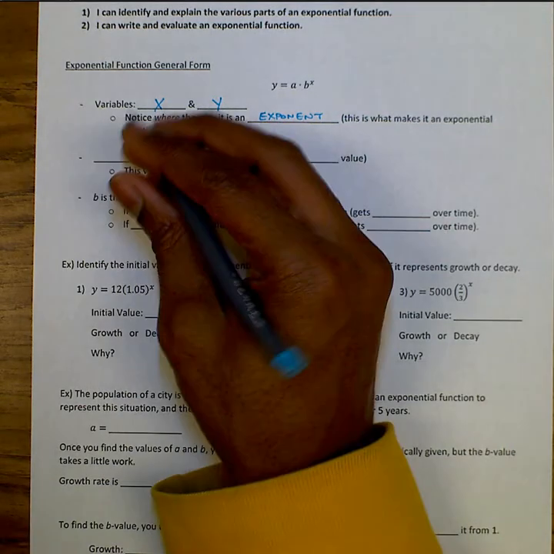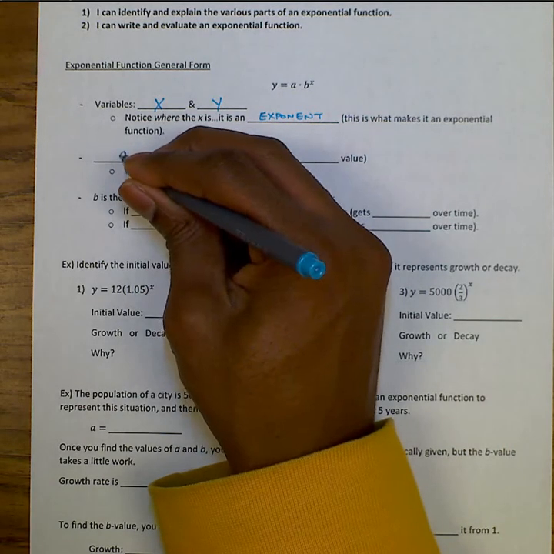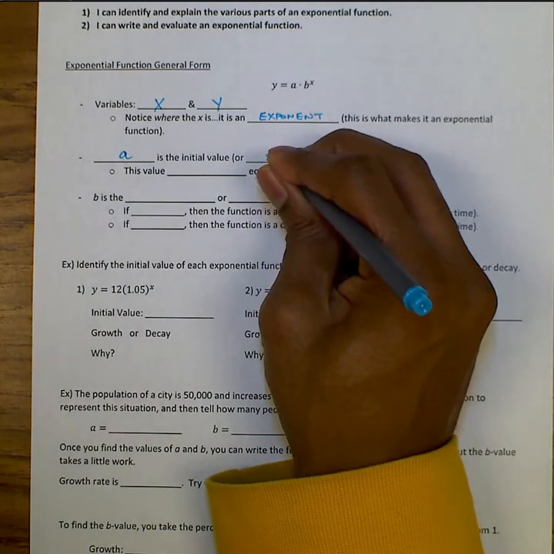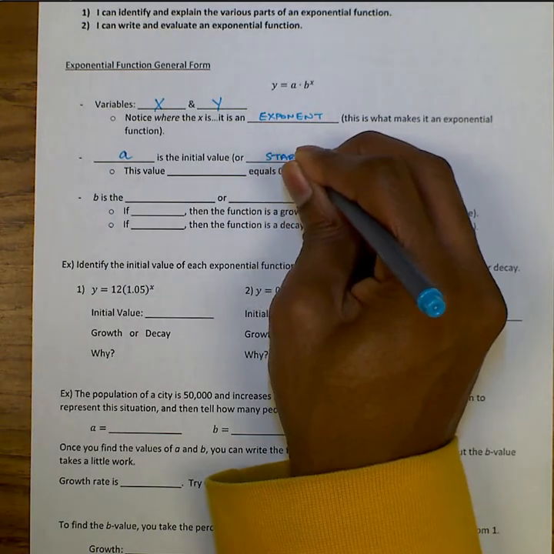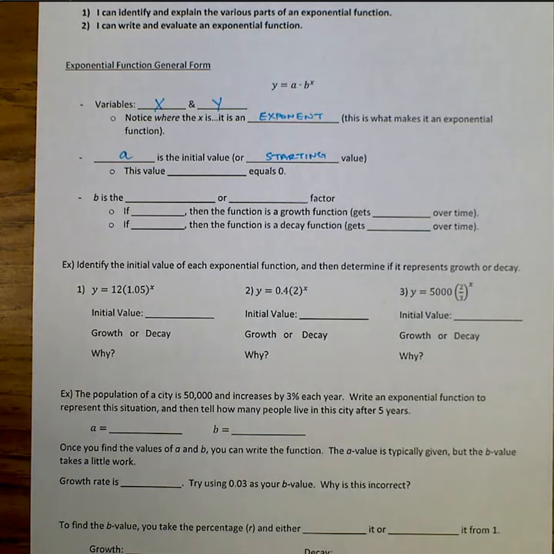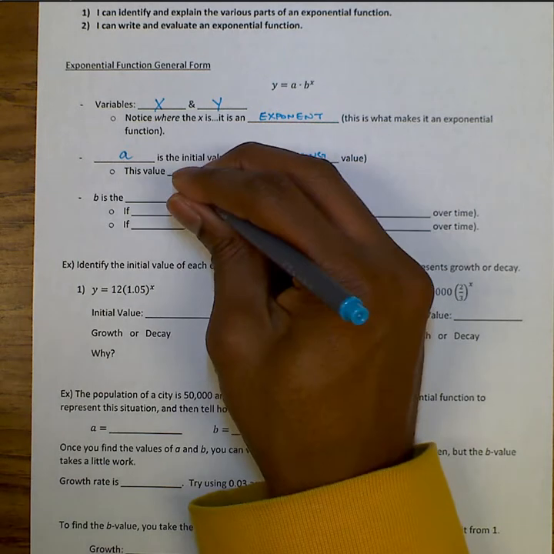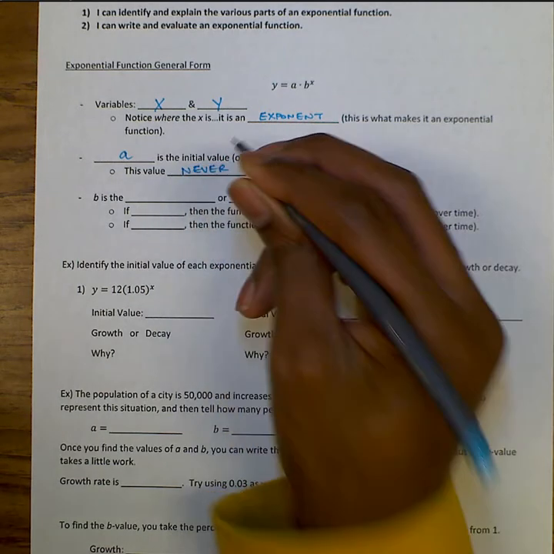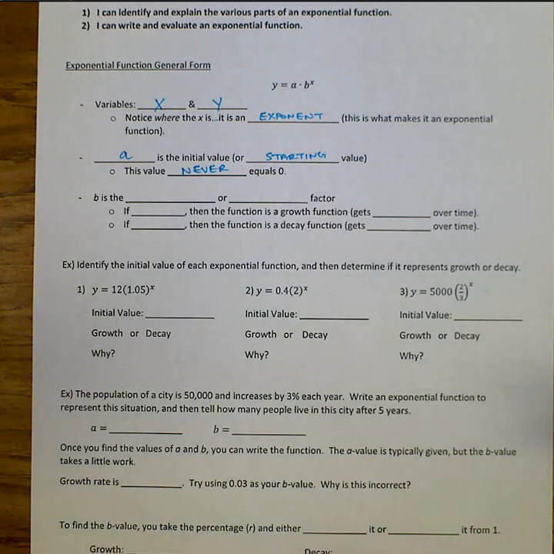A is the initial value or starting value. Okay, this value never equals 0. If it equals 0, no matter whether it's growth or decay, it can't. Nothing can grow from 0. Nothing can lose from 0.